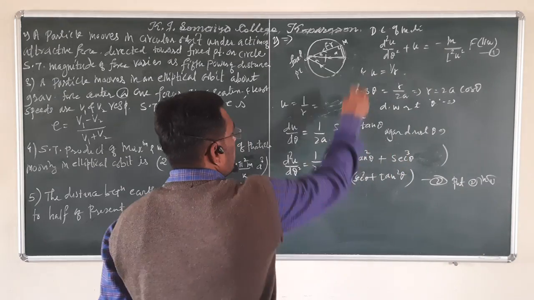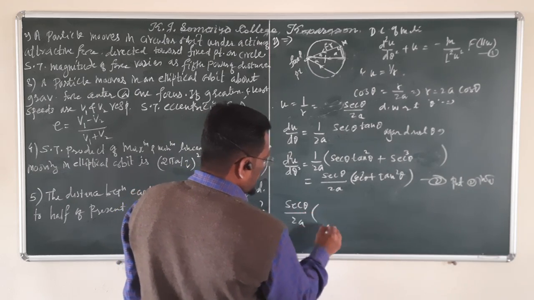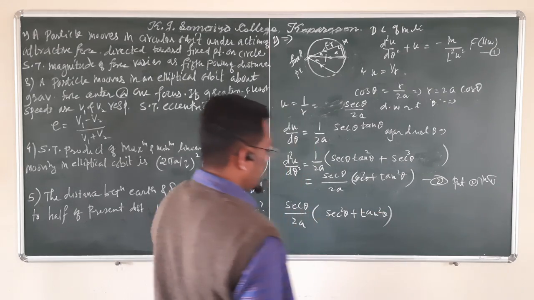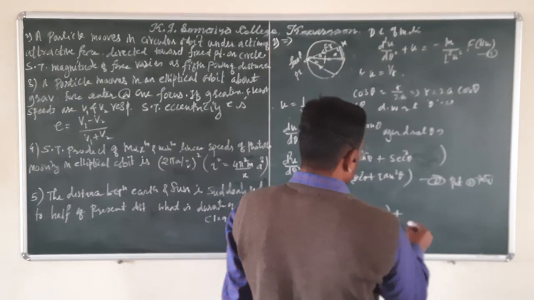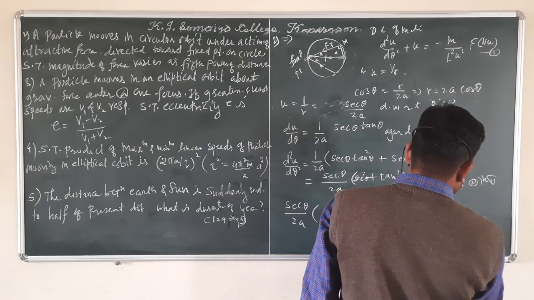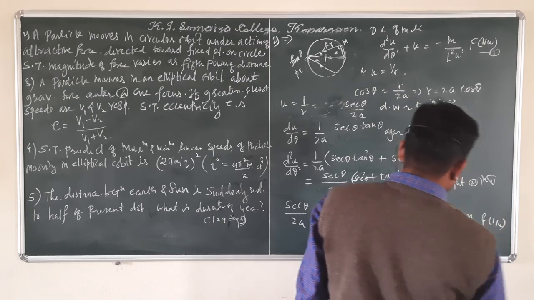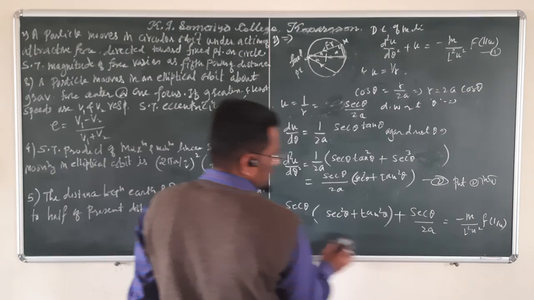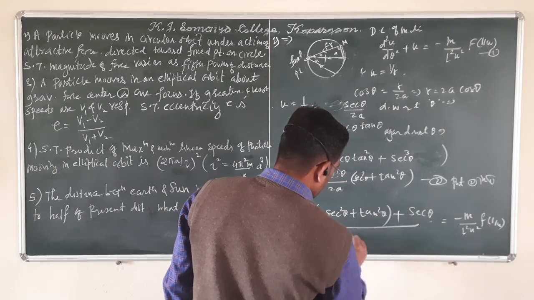What will we get? d²u/dθ² is sec θ divided by 2a times (sec² θ plus tan² θ), okay, plus u, and u is sec θ divided by 2a, equal to minus m upon l² u² f(1/u). So if you solve this, the base is the same, so we can take again here divided by 2a common.